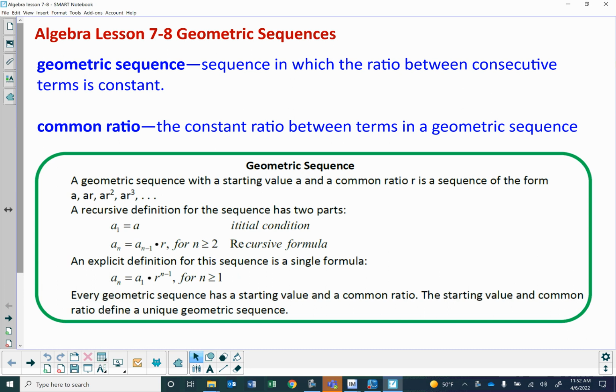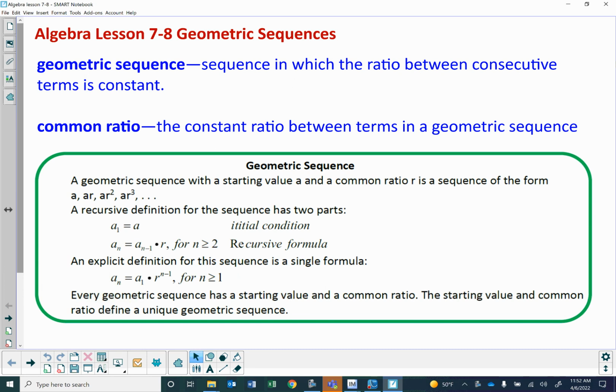So with an arithmetic sequence, you are always adding or subtracting the same number. With a geometric sequence, you're either multiplying or dividing by the same number. The common ratio is the constant ratio between terms in a geometric sequence. There are two ways to write a geometric sequence.